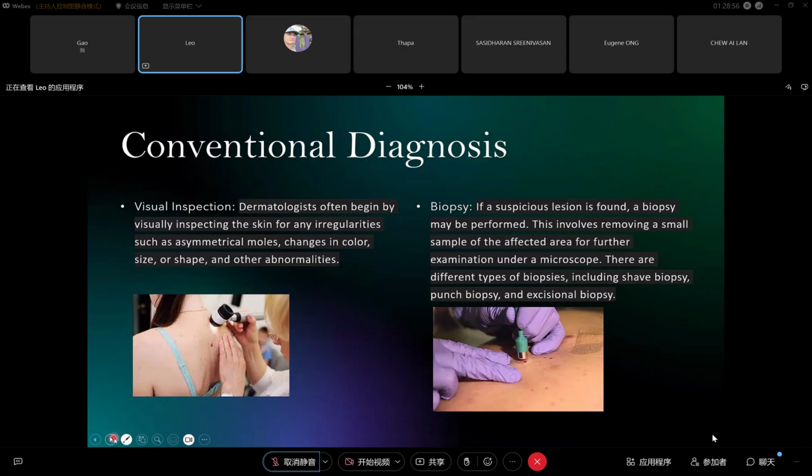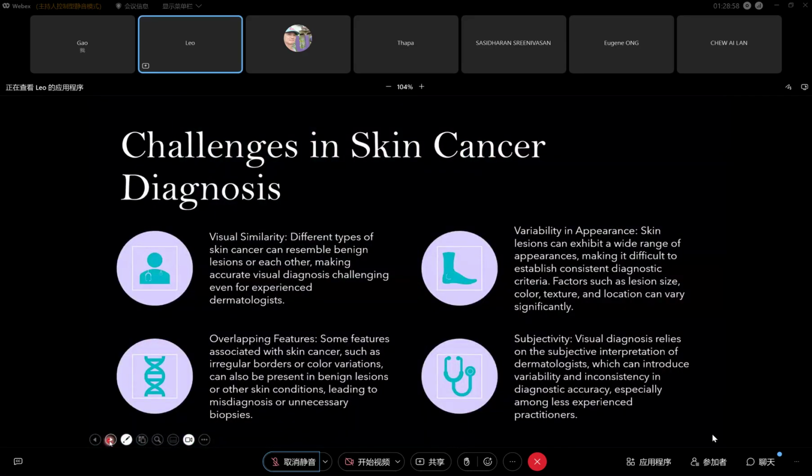So why do I want to talk about this? It is because there are several challenges in skin cancer diagnosis. First, you have visual similarity. The different types of skin cancer can resemble benign lesions and each other, making accurate visual diagnosis hard, even for experienced doctors.